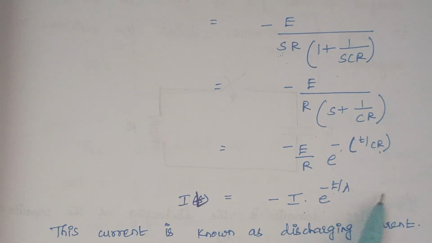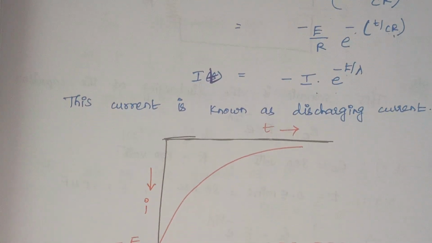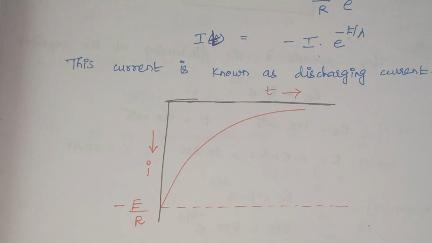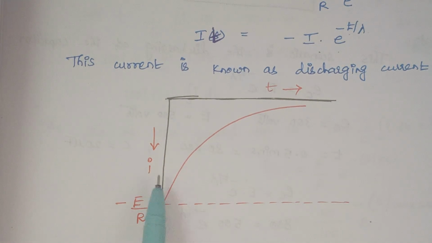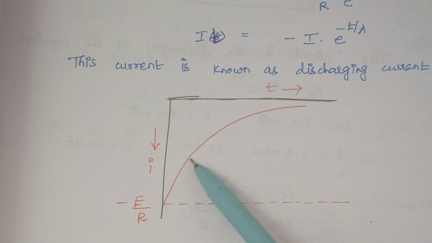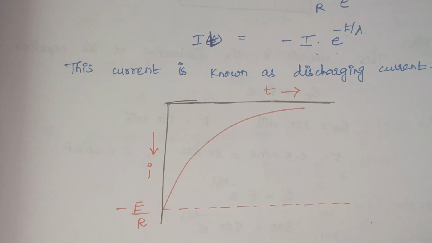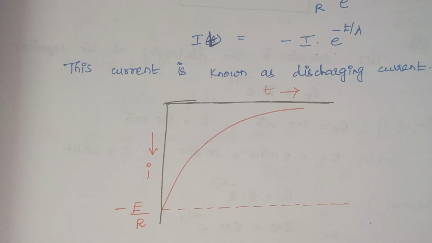This expression for current is known as the discharging current. Whenever you draw a graph between your current and time t, this is how our graph is. So this current is known as the discharging current.